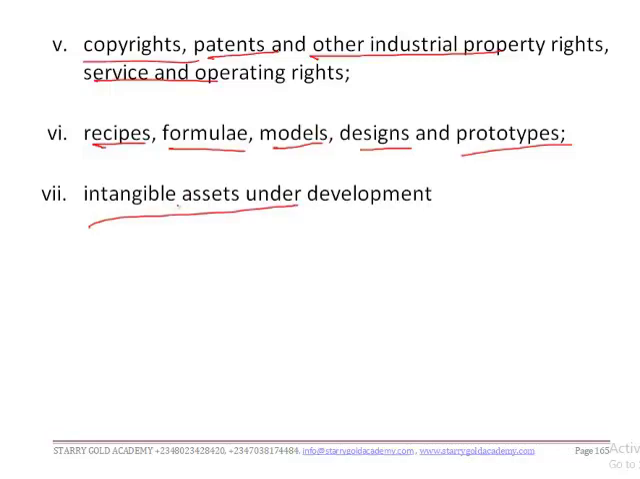All these are intangible assets that are of similar nature. Take for instance recipes, formulas, models, designs, and prototypes. If you are into production, the recipes you use, followed by the formula, the methodology you are using, models and designs, all these are your critical success factors. They are intellectual property to your organization. Are we together? Also, intangible assets under development.